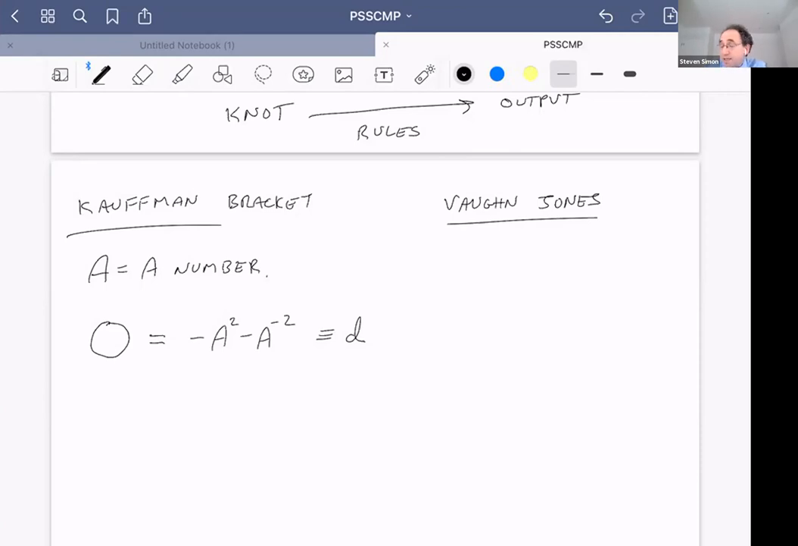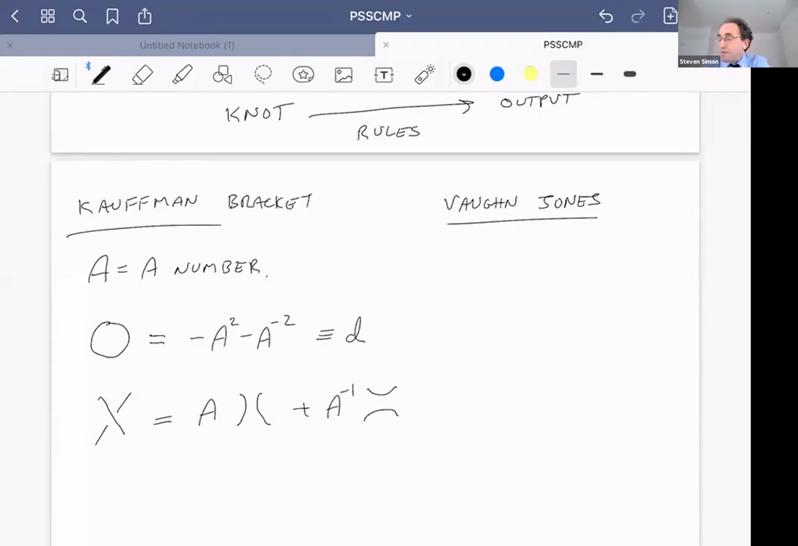The second rule is, and all we need is two rules, a little bit more complicated. It goes like this. If we have two strands, we have a picture with two strands crossing over each other like this, we can replace that picture with a sum of two pictures. So the first picture, we take the two strings and we make them go vertically. And in the second picture, we take the two strings and we make them go horizontally. And in fact, we give these pictures coefficients. The first picture gets a coefficient A, and the second picture gets a coefficient A inverse.